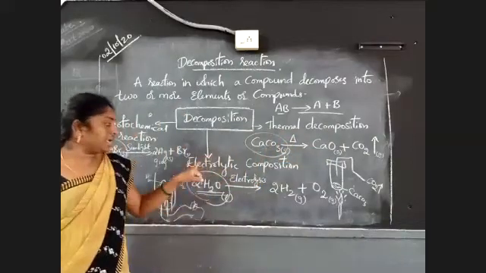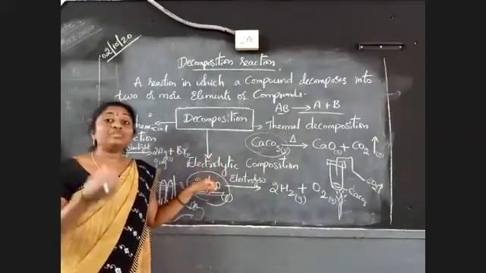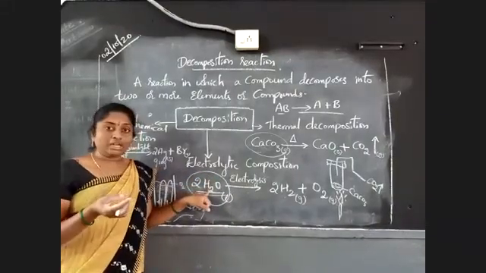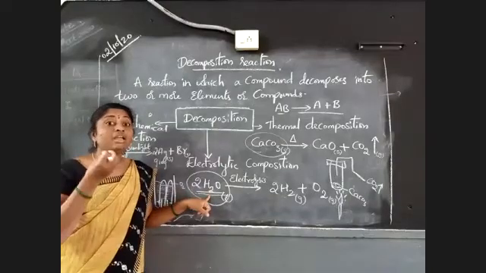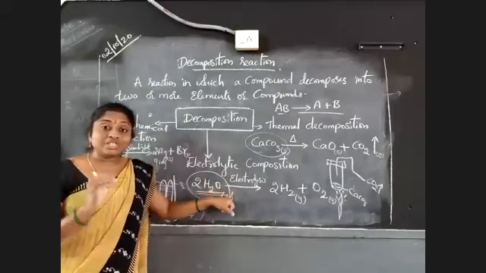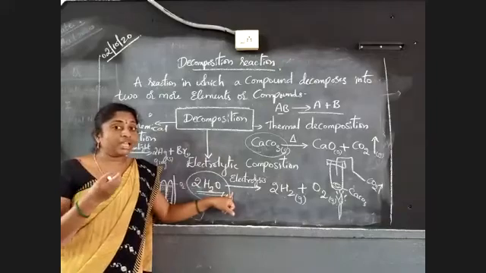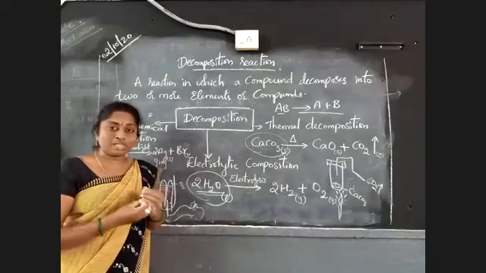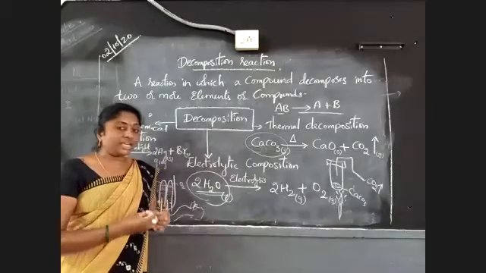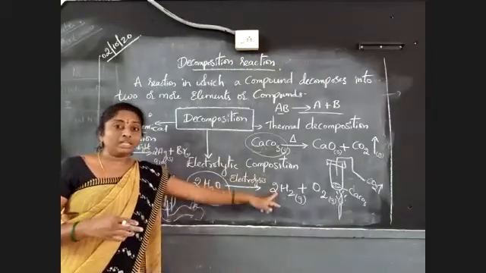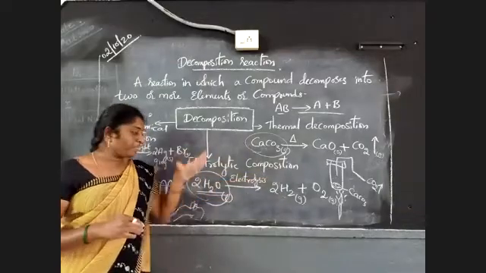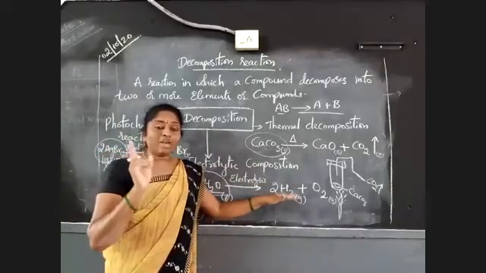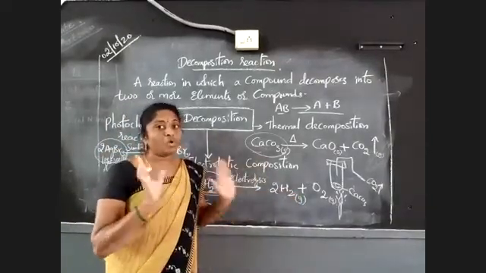Next, electrolytic decomposition. Here it is absorbing electricity, it is absorbing the current. We take water as a reactant and it is dissociated. How is it dissociating? By absorbing the current, by the electrolysis method. It dissociates into two molecules, H2 and O2. From the water molecule you can see two gases are liberated: one is hydrogen gas and one is oxygen gas.